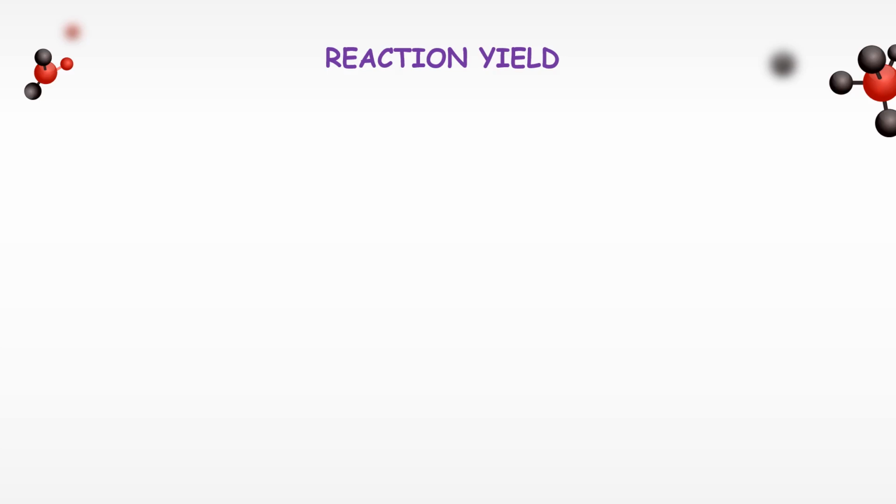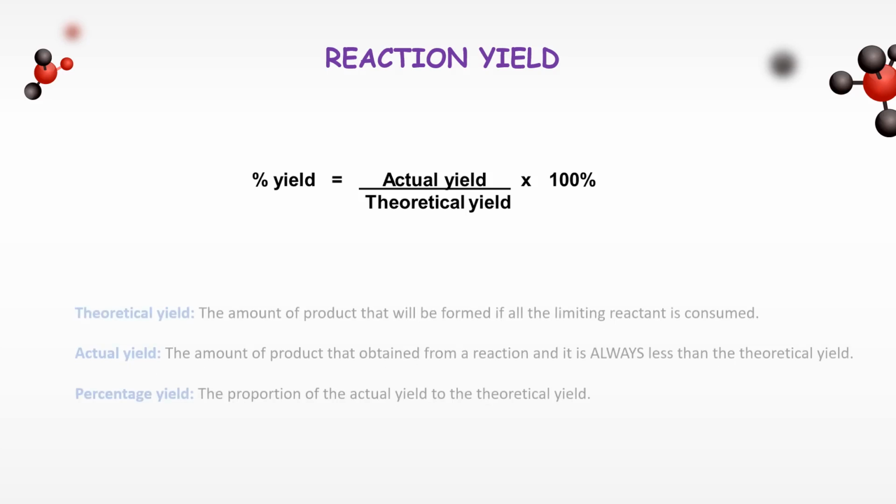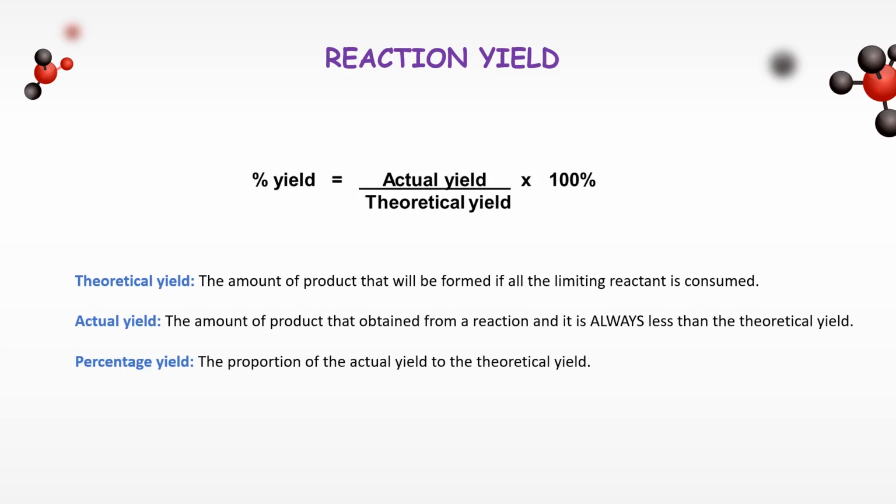Next, I'm going to show you how to find the reaction yield. But first, we have to understand what reaction yield is. Reaction yield is a measure of the quantity of moles of a product formed in relation to the reactants consumed. Usually the reaction yield is expressed as a percentage. So here we have the theoretical yield, actual yield, and the percentage yield.